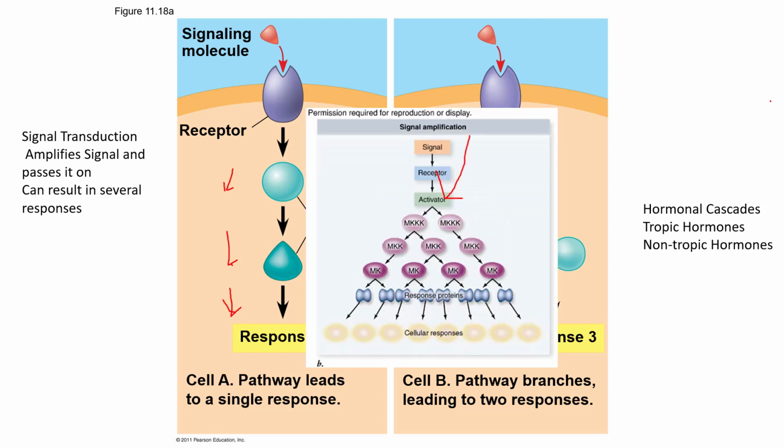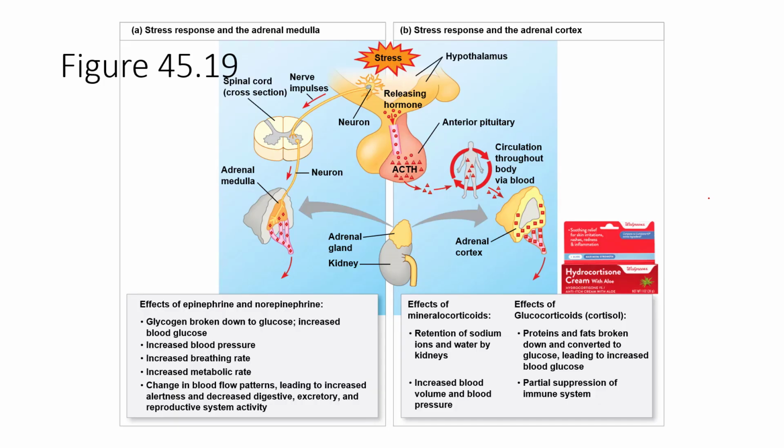And of course, you can have one signal causing lots of responses in a cell and an amplified response in a cell when one molecule activates another, which activates two more, which activates three more, etc., leading to lots of responses. This is the kind of stuff you'll study if you take animal physiology or plant physiology. But getting back to that example then.